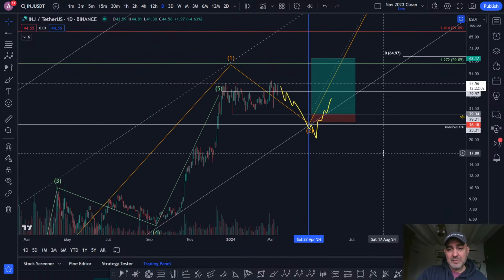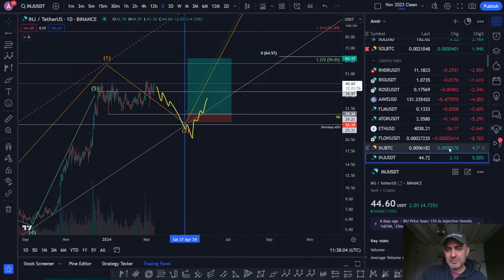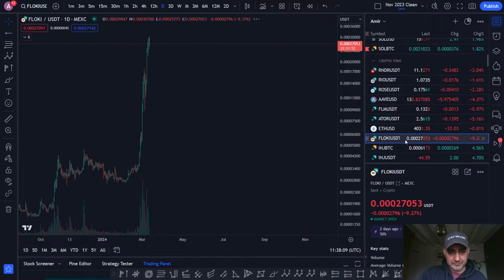Okay, if people are scaling in on spot, just buy the dips. Pick your favorite token, buy the dip. It's not really rocket science in a bull market.